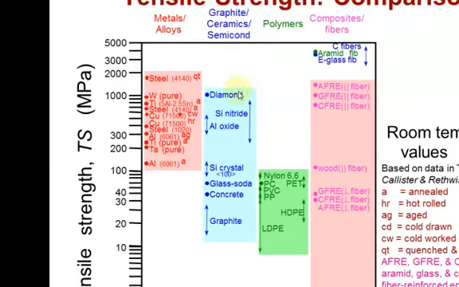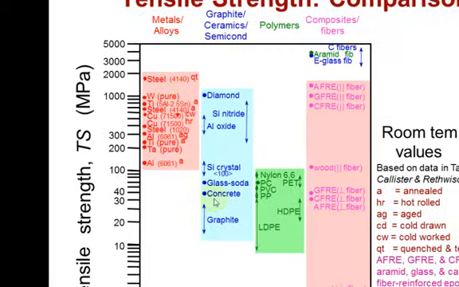The ceramics have a wide variety, even within the same type of material. Aluminum oxide, graphite, silicon nitride all have varying tensile strengths depending on the processing and their structures. Metals and alloys are usually fairly consistent within a small range for the material. Notice how the steel is here, it's here, it's here. It all depends on the type of steel and its processing.